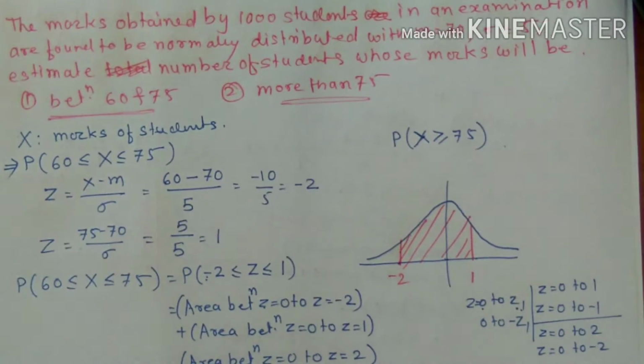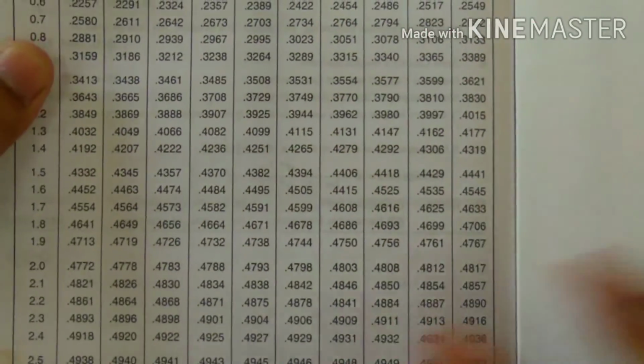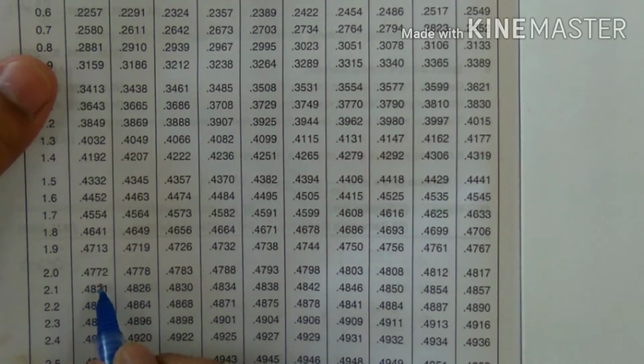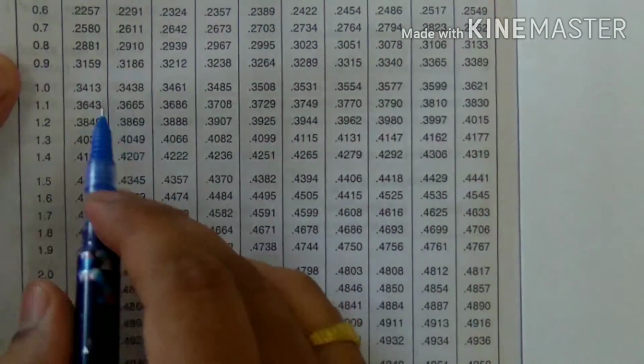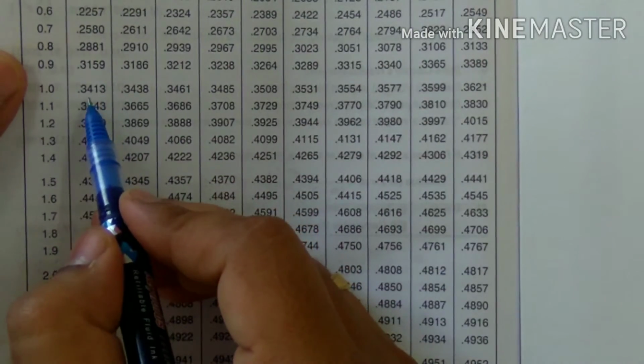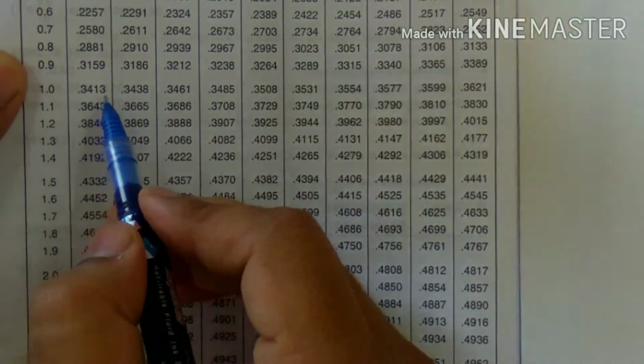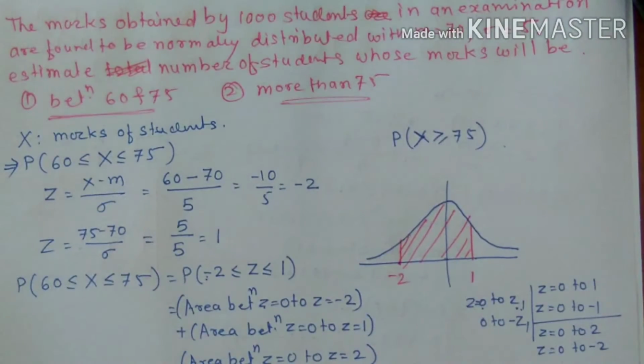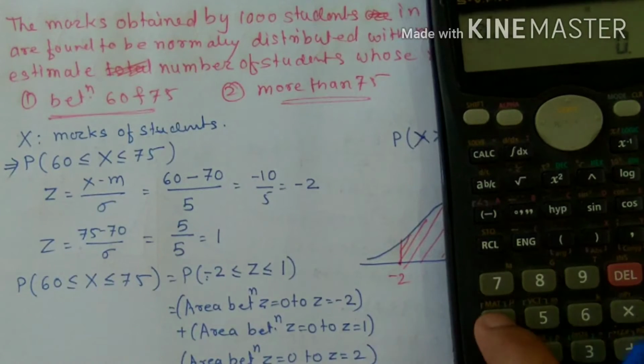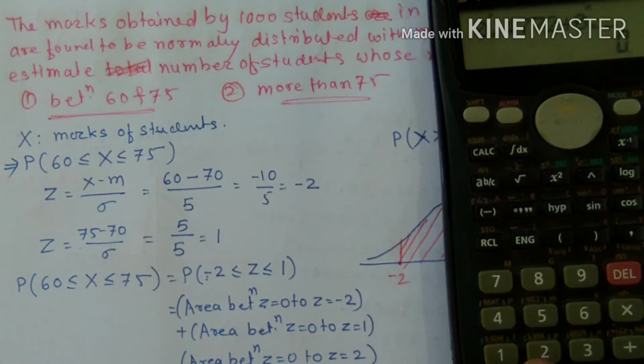Now from the table we have to find the values. For 0 to 2, this value is 0.4772. And for 0 to 1 the value is 0.3413. So the total is 0.4772 plus 0.3413. Calculate this, we get the total area 0.8185.